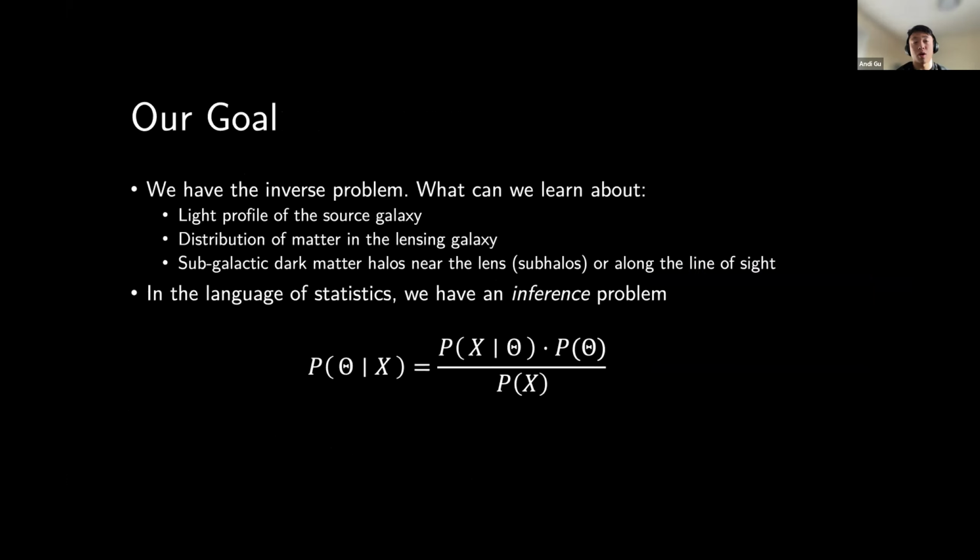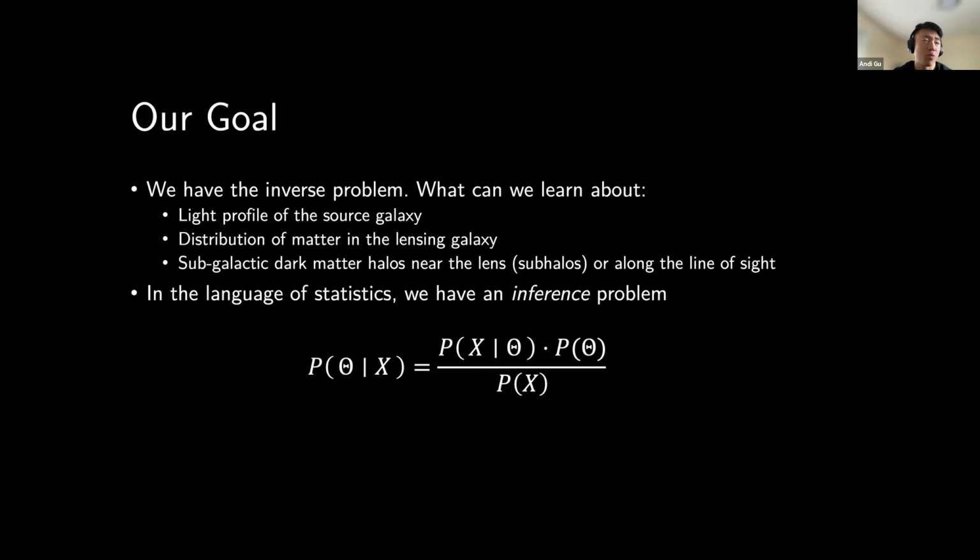Okay, so now what is our problem? Well, our problem is pretty typical, which is that we don't have access to the ground truth parameters. We only have the observable, which is typically just a noisy image of the lensing system. So to move towards our science goals that we mentioned on previous slides, such as dark matter testing or Hubble constant inference, we need the ability to do several things. Using the observed image, we want to learn about the light profile of the source galaxy. We also want to learn about the distribution of matter in the lensing galaxy, and potentially even dark matter halos near the lens or along the line of sight.